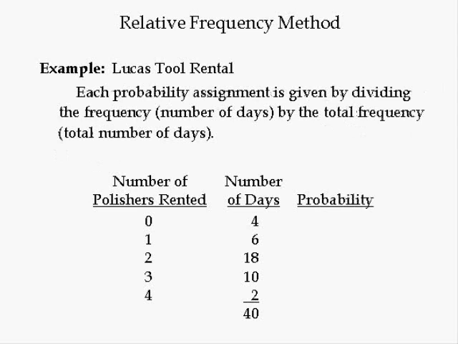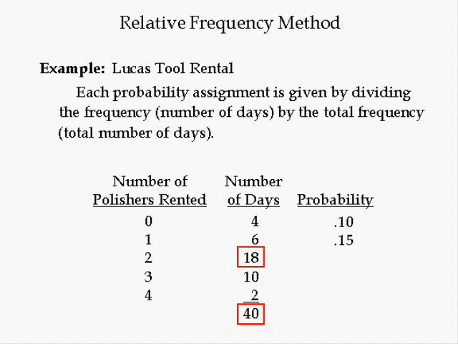The probabilities are simply the relative frequencies. The probability of 0 car washers rented is found by dividing the frequency of 4 by the sample size of 40, which is 0.1. The probability of 1 car washer rented is found by dividing the frequency of 6 by the sample size of 40, which is 0.15.